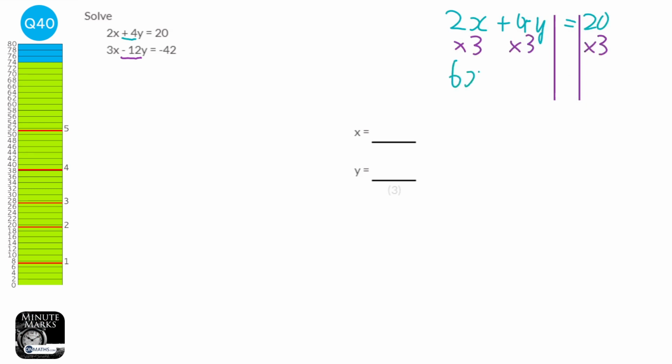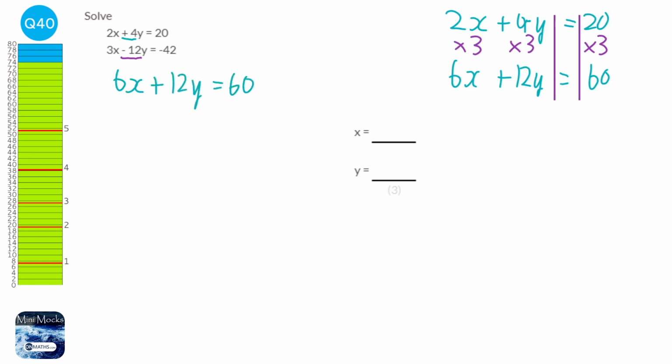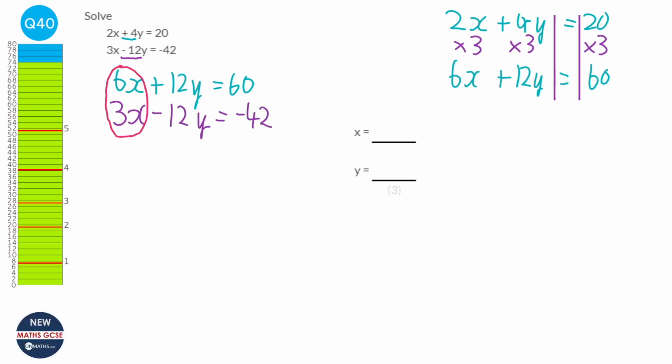And so we get 6x plus 12y equals 60. And I'm just going to write that out again, so we can put in our simultaneous equation circles. And I'm just going to write the second equation again underneath, because simultaneous equations are all about working downwards. So I'm just going to show that with these circles here.